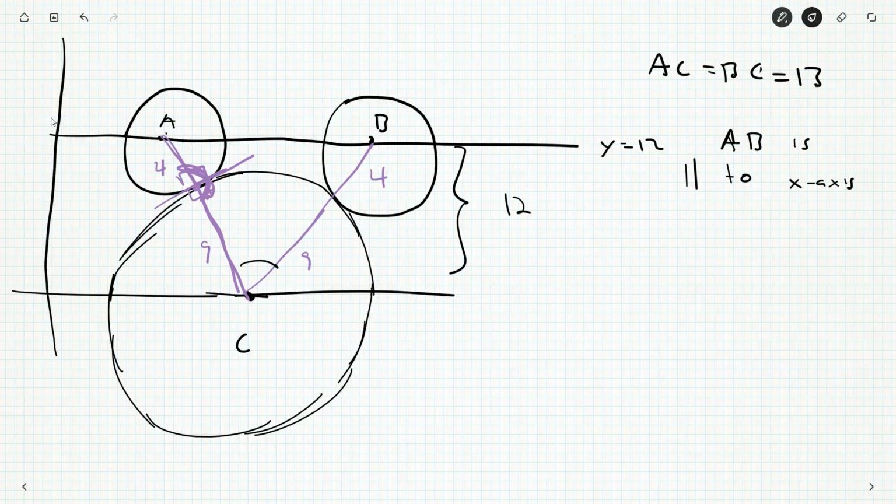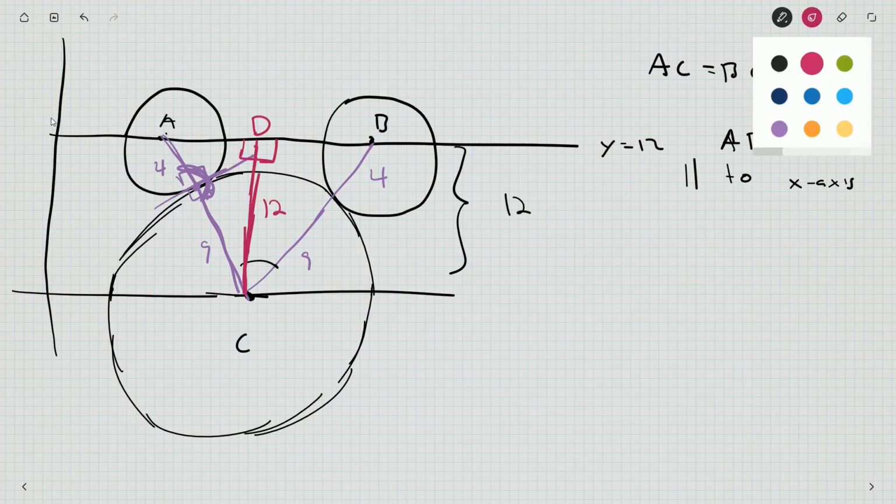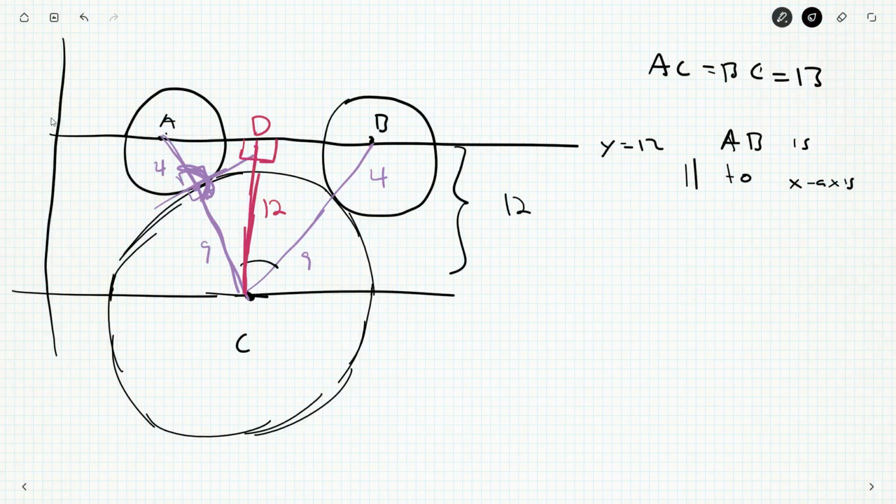That's the height there. So what if from C we dropped a perpendicular line here? We know that this would be 12. Let's call this point D. Well, we can see that ADC and BDC are right angled, and they're both going to be congruent, with a 13 and a 12, and this is a nice Pythagorean triangle. It's a right angle triangle with integer side lengths, and if you're not familiar with them, I do recommend you get to know them.